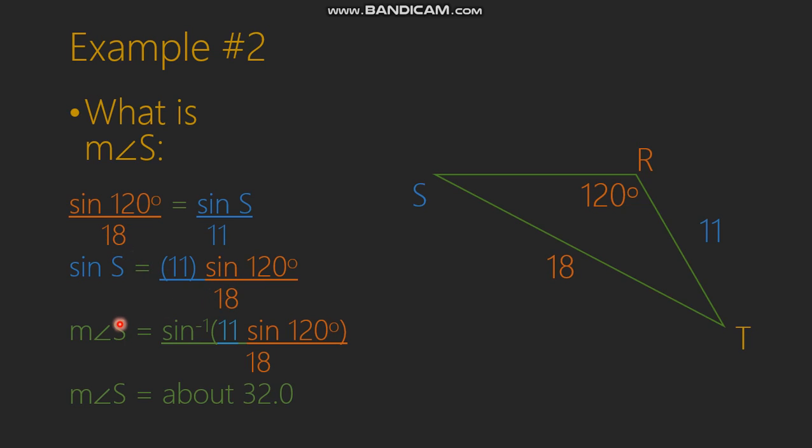Now, in order to find the measurement of angle S, we're going to use the inverse sine operation, and then between brackets, we're going to put 11 times sine 120 over 18. So put that in your calculator, and you will find out that the measurement of angle S is about 32 degrees.